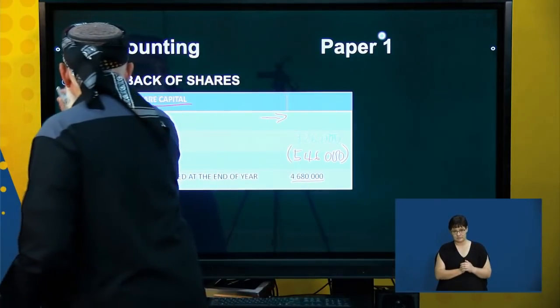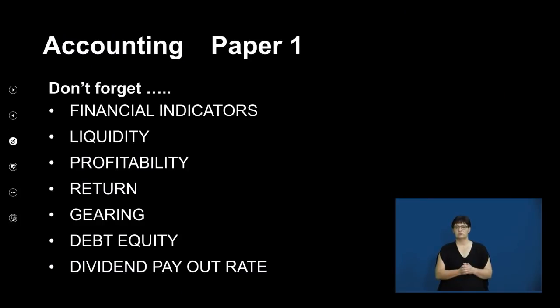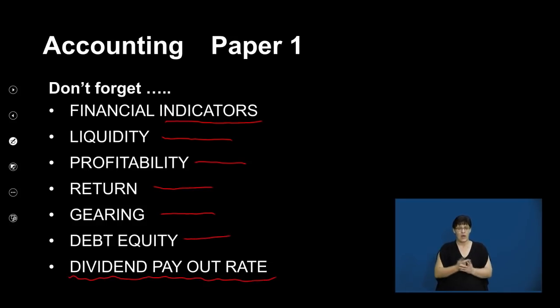Okay, we're now going to go on to, we've got a few minutes to wrap up. I just want to draw your attention to the following. Don't forget, in other words, remember. Okay? What? Your financial indicators. Remember which ones are liquidity. Remember which ones deal with profitability. Remember which ones deal with return. Remember the gearing indicators. Remember your debt equity ratio. And yes, certainly remember your dividend payout rate.